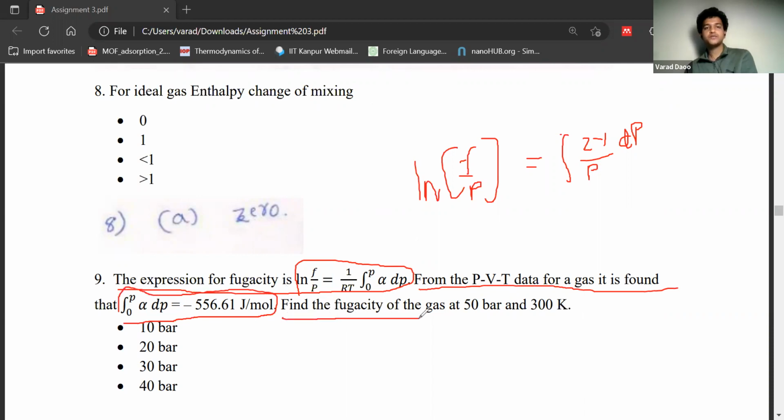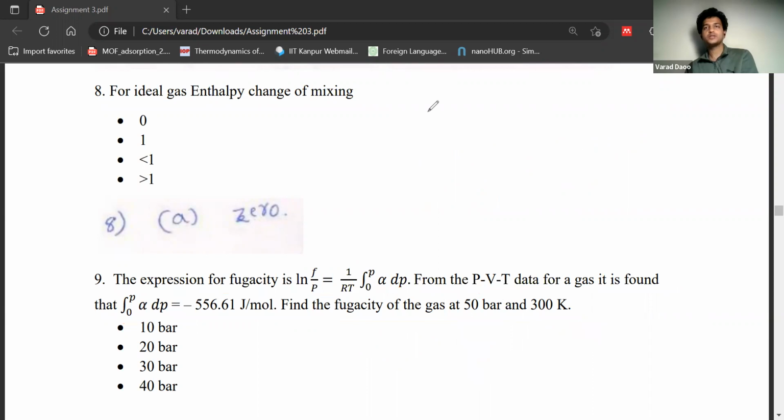Now what we have to do, you just have to find the fugacity of the gas. This is a very easy question. ln f by p is 1 by RT into minus 556.64. Okay, you just put in the values. R has been given as 8.314. Temperature is 300 Kelvin. Pressure is 50 bar. You just put in the values, you get. Okay. So I'll give you 2 minutes to solve.